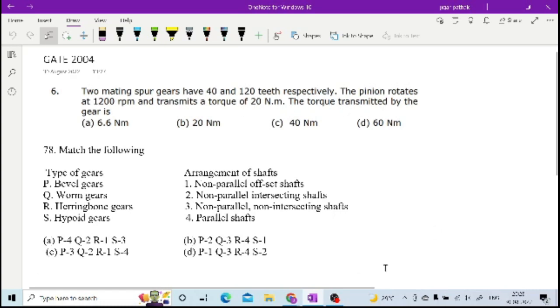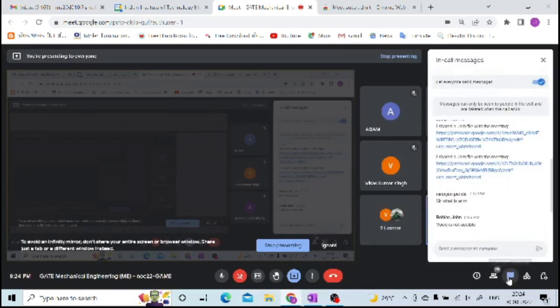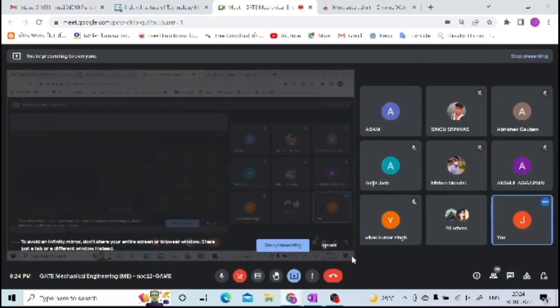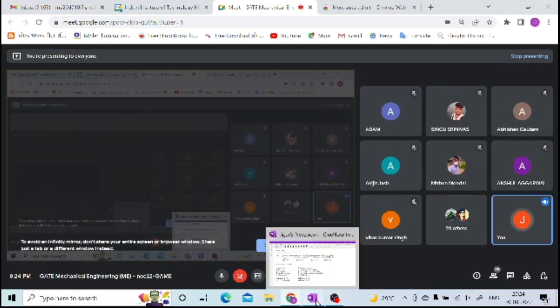Okay, sir. Try it and type in your answers. Okay. What is arm? Arm is actually holding both the gears 1 and 2, right? Somebody has asked what is arm.